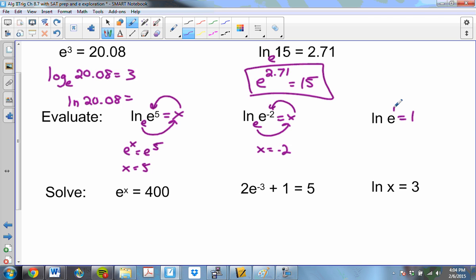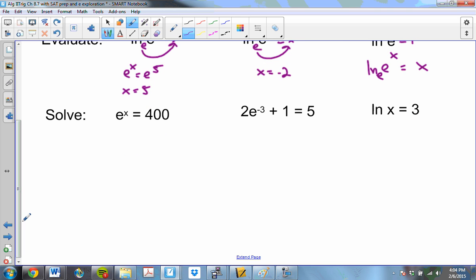So natural log is kind of like the inverse of e, because e is the natural exponent, and natural log is the natural log, and logs are inverses of exponents. So the idea is ln of e to any power equals that power, because the base is e.